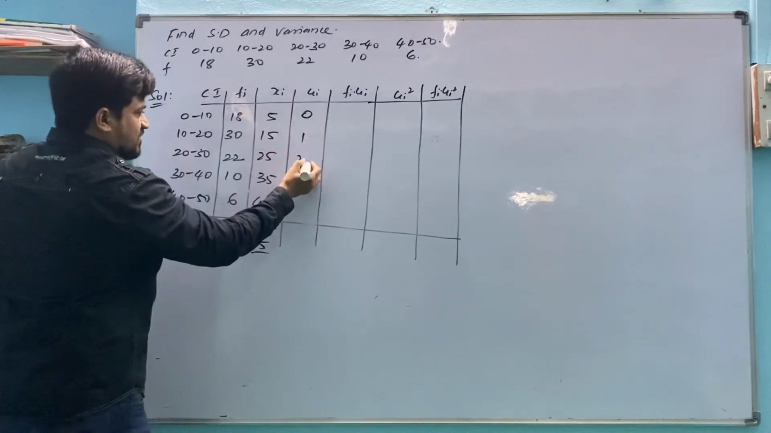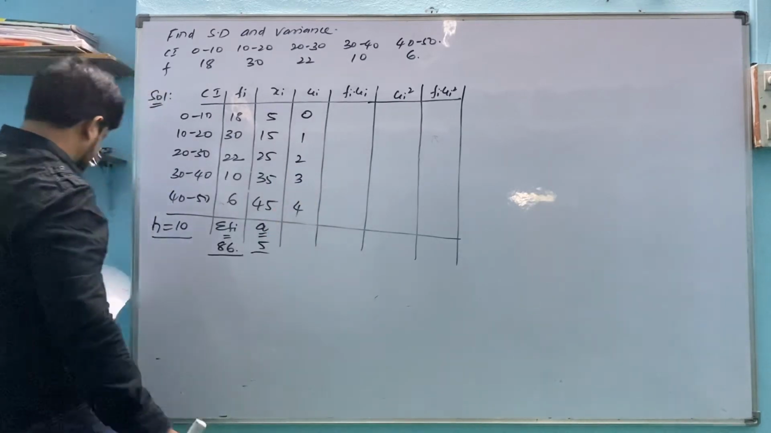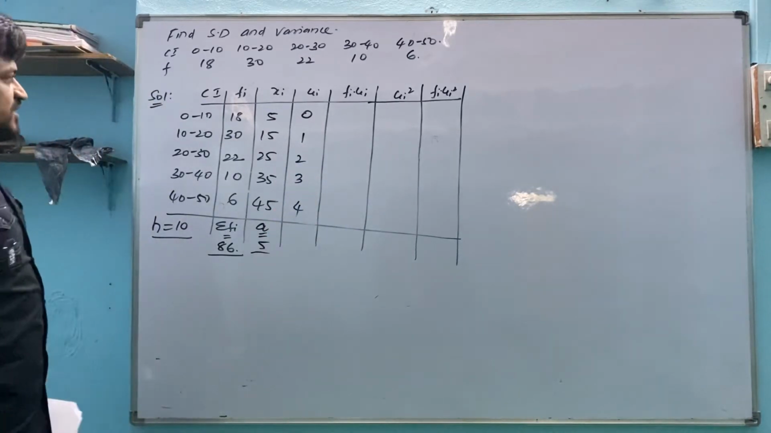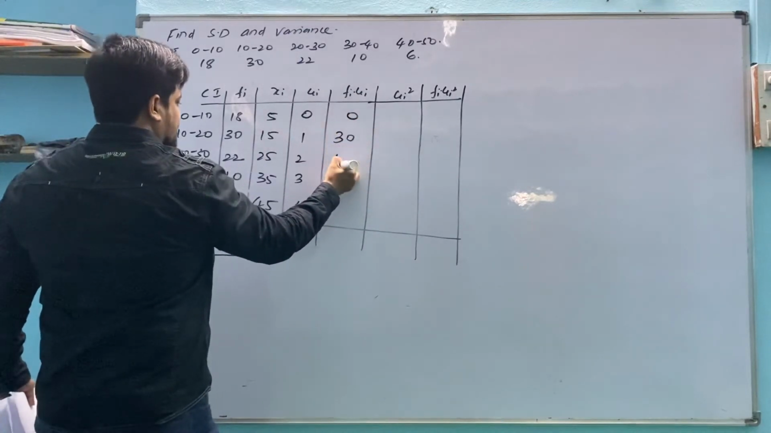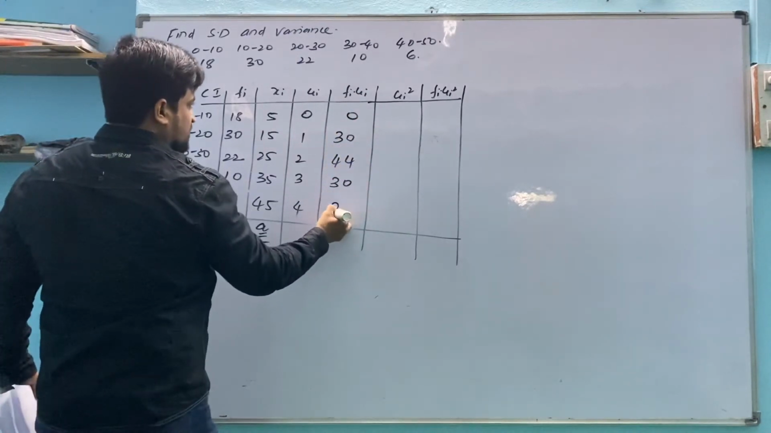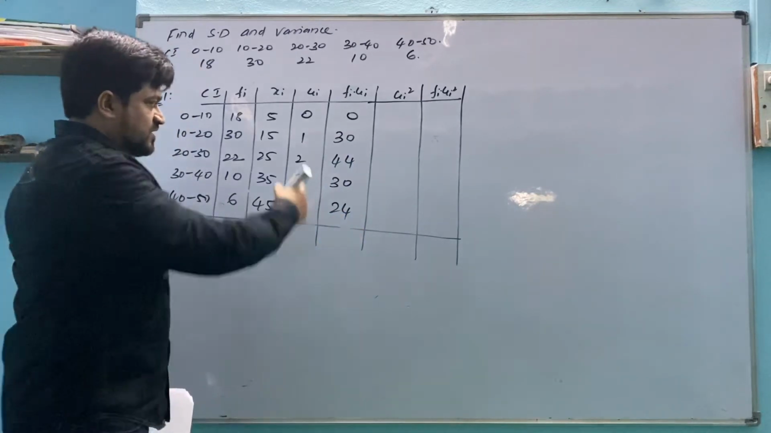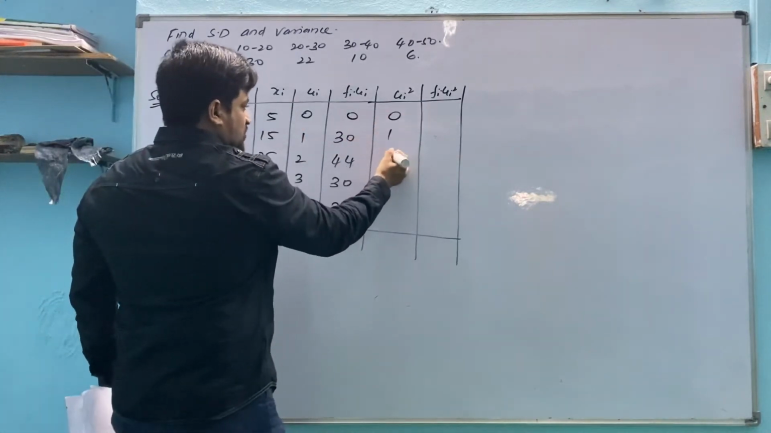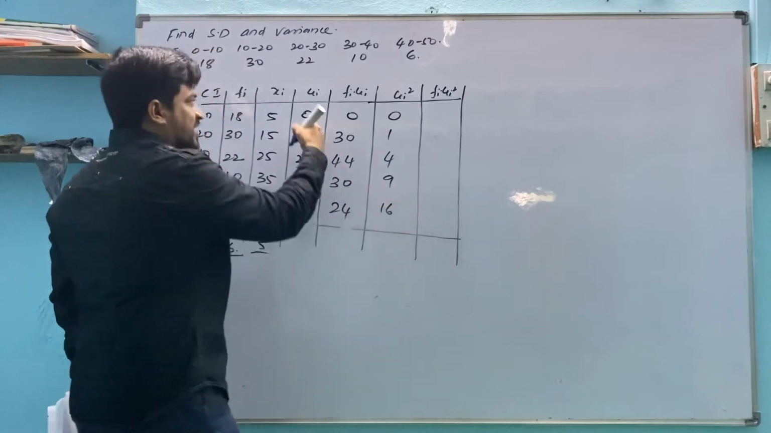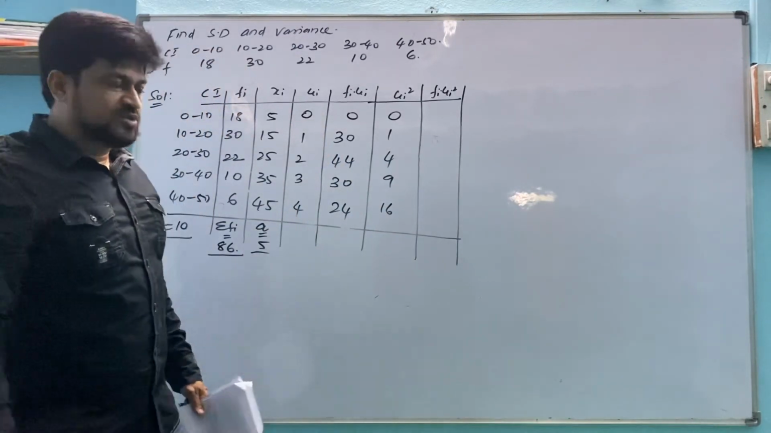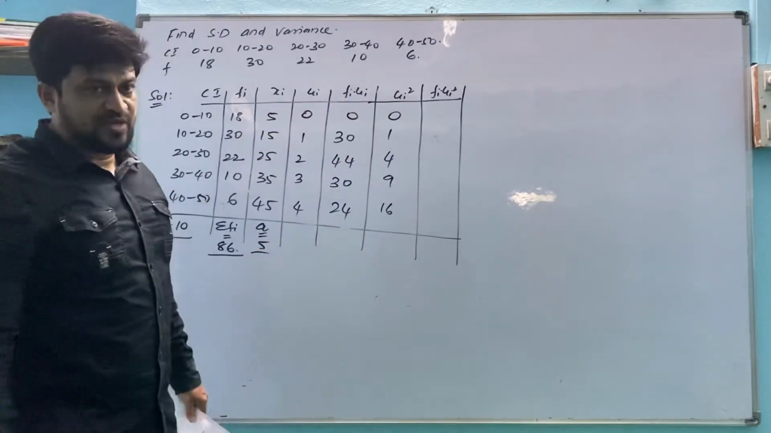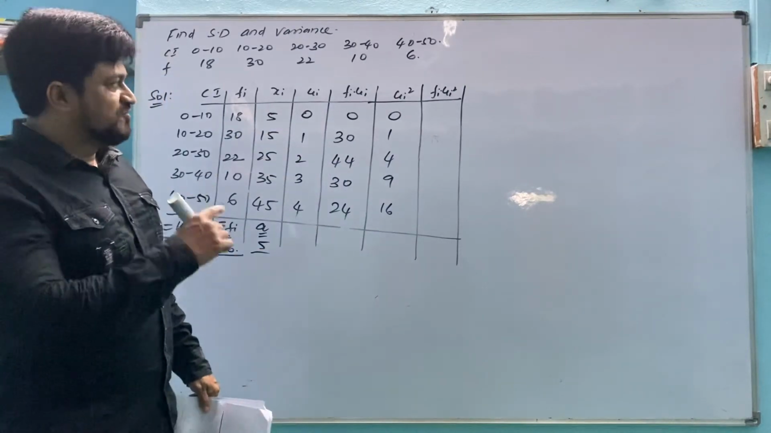Then you can take 1, 2, 3, 4. Fi into Ui: 18 into 0, 30 into 1, 22 into 2, 10 into 3, 6 into 4. Then the Ui square column: 0, 1, 4, 9, 16. How are we getting Ui? You can go through the mean video. Once you follow that mean video, you will understand why I have taken Ui as 0, 1, 2, 3, 4. Then Fi into Ui square.